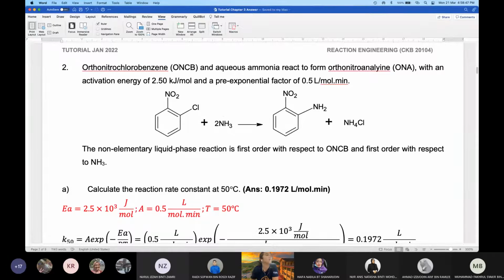The question says, orthonitrochlorobenzene, ONCB, and aqueous ammonia react to form orthonitroaniline, ONA, with an activation energy of 2.5 kilojoule per mole and a pre-exponential factor of 0.5 liter per mole minute. Okay, so let us see. First, the second question, the first information, they give us the chemical reaction. So the chemical reaction is, you have one ONCB reacting with 2 ammonia to produce 1 ONA and 1 NH4Cl.